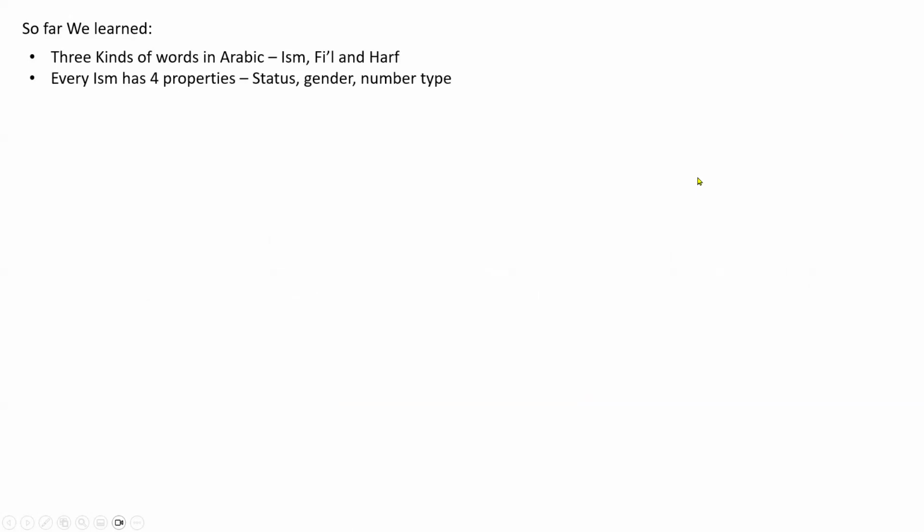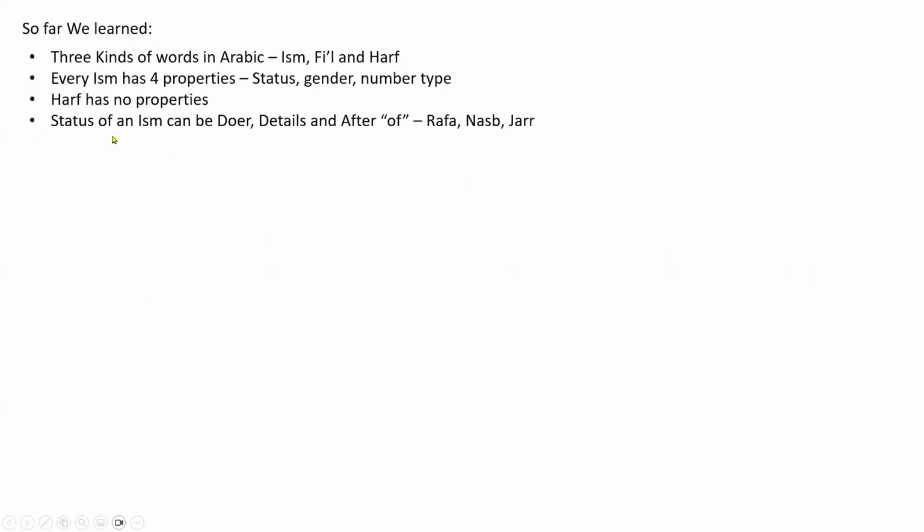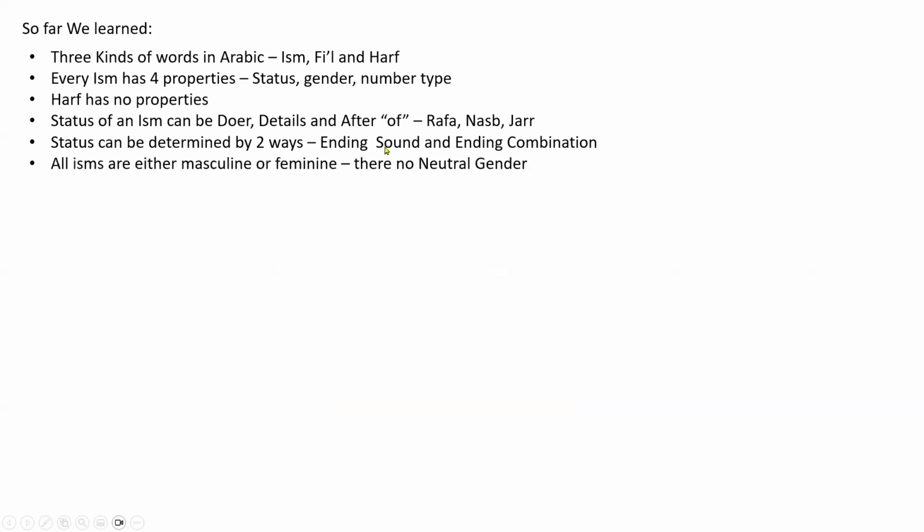So we have learned three kinds of words. Every ism has four properties. Harf has no property. Status of an ism has details: rafa, nasab, and jar, as we call them. Status can be determined in two ways, ending sound and ending combination, and we always look for the ending combination first. You must remember all the combinations, the light version and the heavy version.